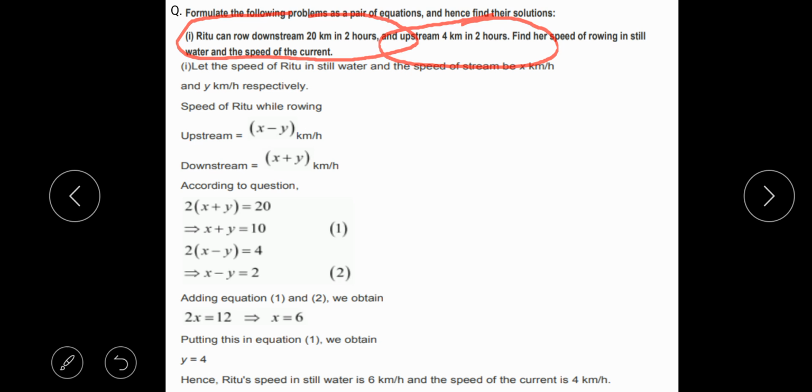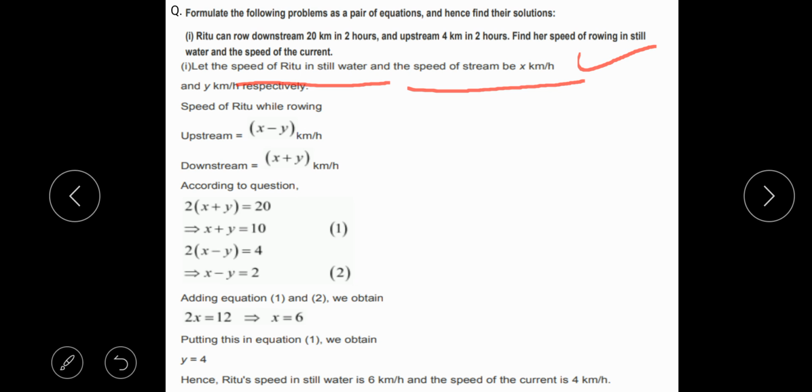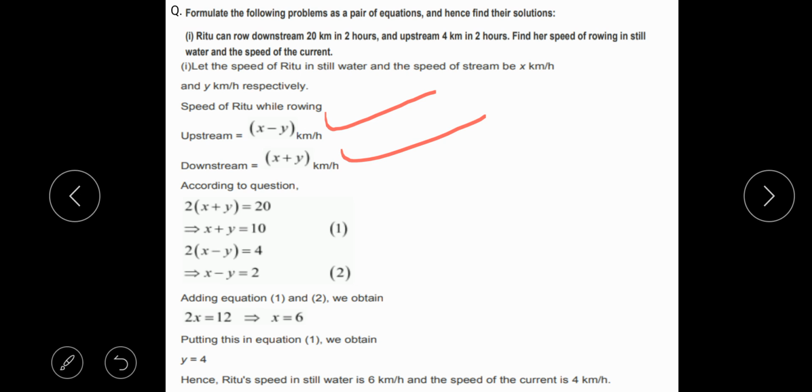So here we have to find her speed of rowing in still water and speed of the current. Current means flow of the water. We have to find the speed of the flow of the water, and the speed of the rowing in still water. Again same thing we have to do. So let us consider the speed of Ritu in still water and speed of the stream be x kilometer per hour and y kilometer per hour. Similar manner that we did in the previous question. Now for upstream it will subtract, and for downstream it will add.